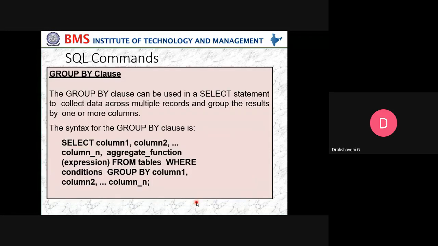In the same way, the GROUP BY clause. The GROUP BY clause can be used in a SELECT statement to collect data across multiple records and group the result by one or more columns. The syntax for the GROUP BY clause is: SELECT column1, column2, ... column n, aggregate function(expression) FROM tables WHERE conditions GROUP BY column1, column2, ... column n.